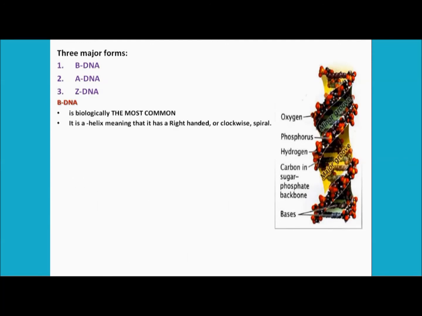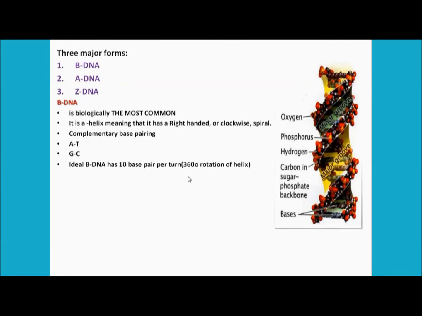Now regarding the B structure, it is a helix, meaning it has a right-handed, clockwise, spiral structure. Moreover, it has complementary base pairing, right? Only A will bind to T, and G will bind to C, right? Now the ideal B DNA has 10 base pairs per turn. So whatever we have just studied will apply directly to B DNA.